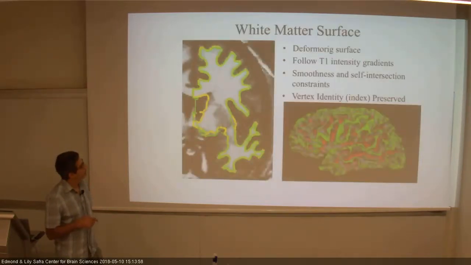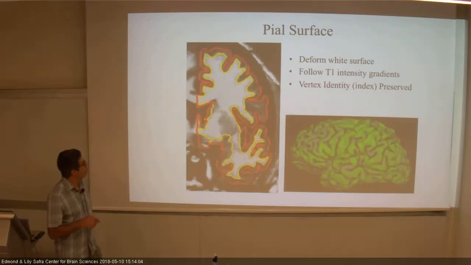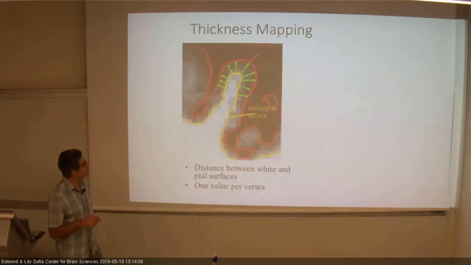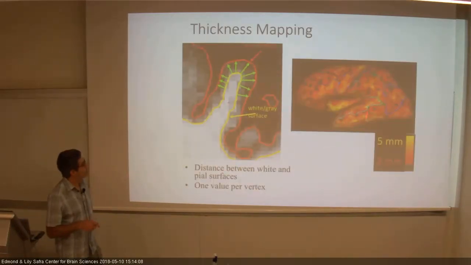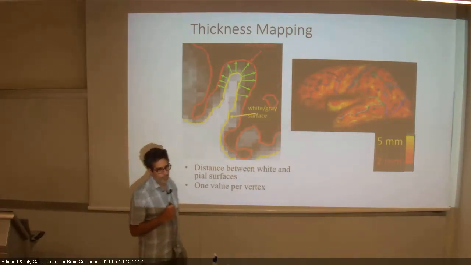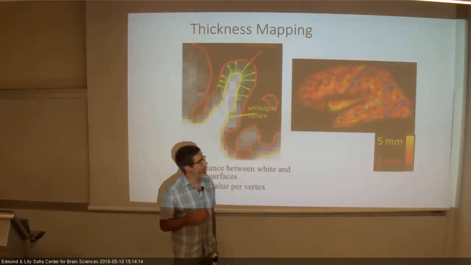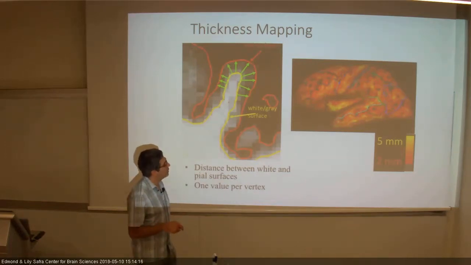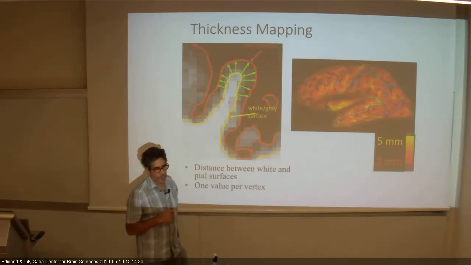Okay, and I will skip how we do these vertices and so on. There are many issues of how you handle error here. What's interesting is that you can then get a map of cortical thickness in the brain for each subject. We can get this heat map that identifies the size in millimeters between the gray-white matter border and the gray-pia border, okay?